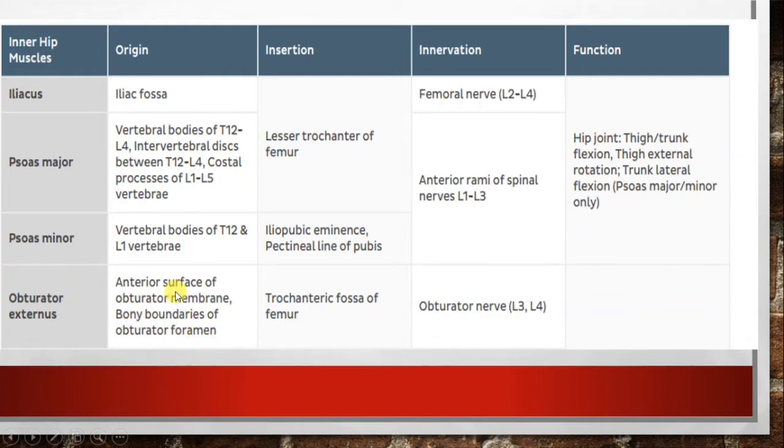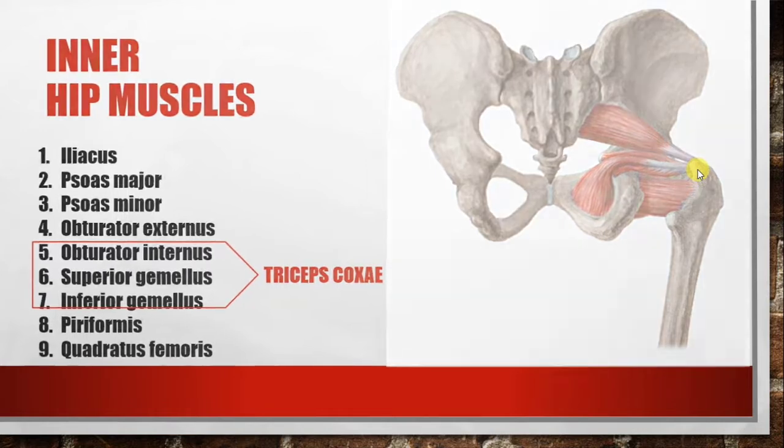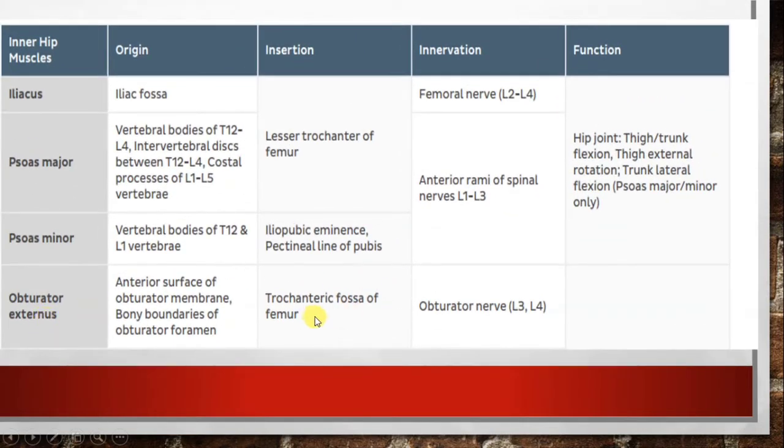For obturator externus, we have seen in the hip bone there is a canal formed by bony boundaries, such as this one. This one is called the obturator foramen. So the obturator externus is basically arising from this foramen and attached to the greater trochanter of the femur. That's why it's called obturator externus. It attaches to the trochanteric fossa of the femur and is innervated by the obturator nerve. The obturator nerve also passes through that obturator foramen, innervating this muscle.